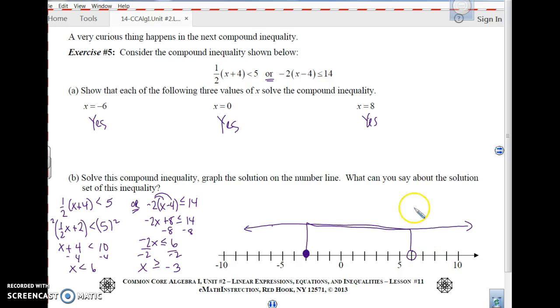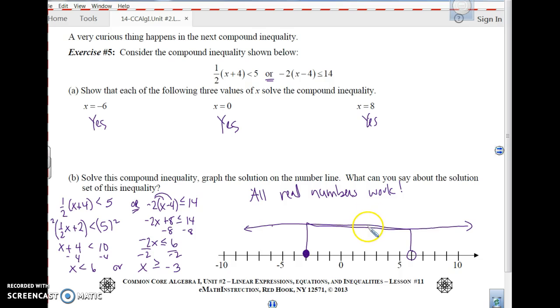So what does that tell me? Well, if x is less than 6 or x is greater than or equal to negative 3, that means your solution is going to be all real numbers work. All the values of x will work because we've covered every possibility. So all real numbers work, and that is your solution.